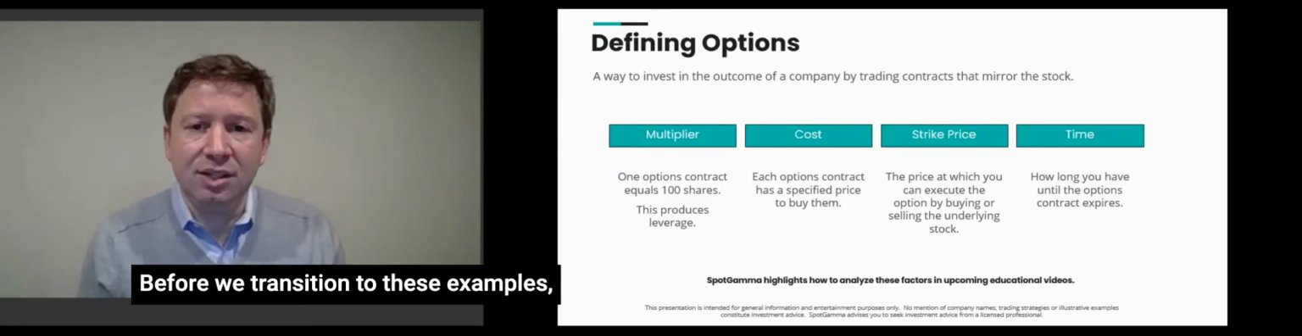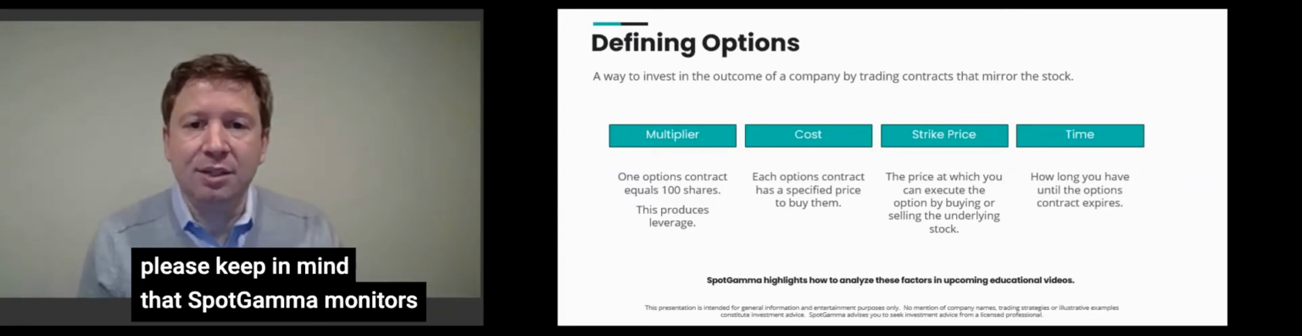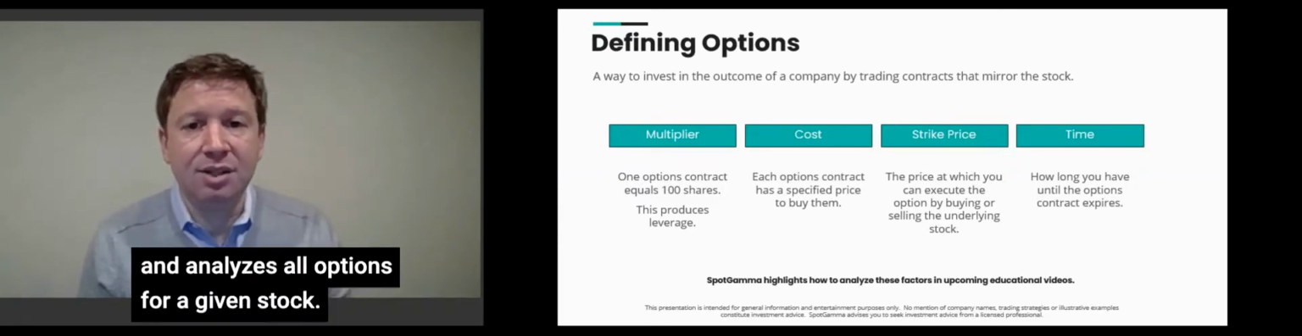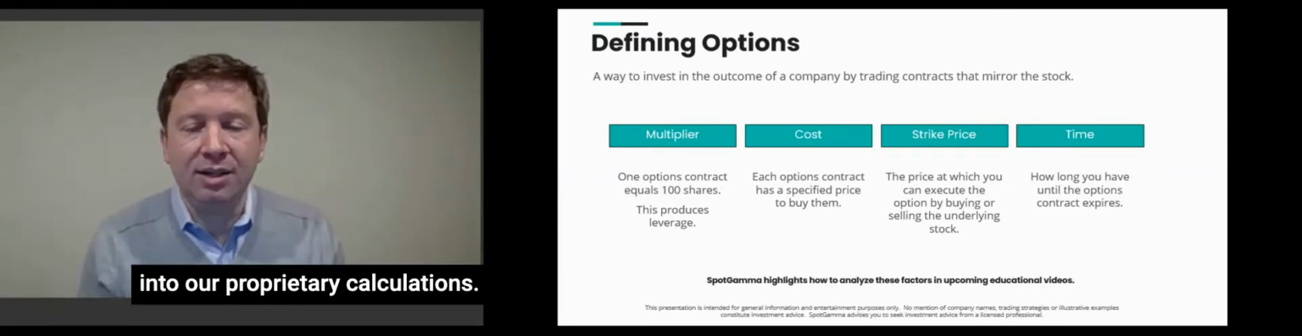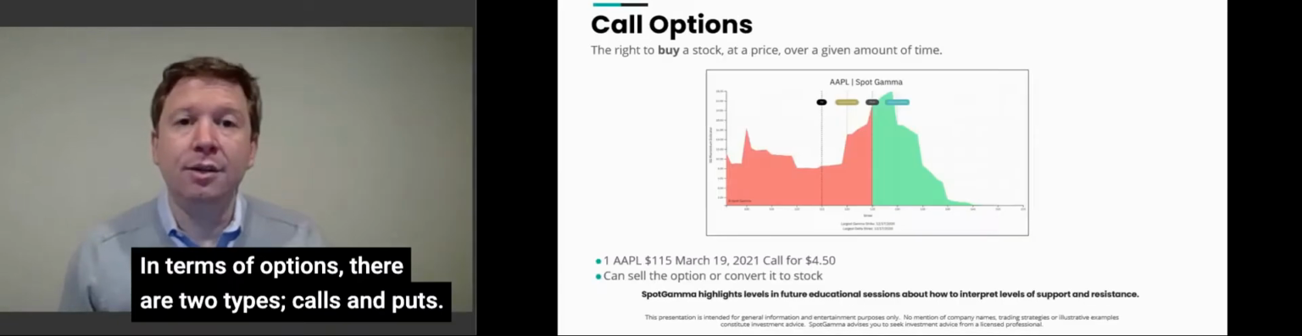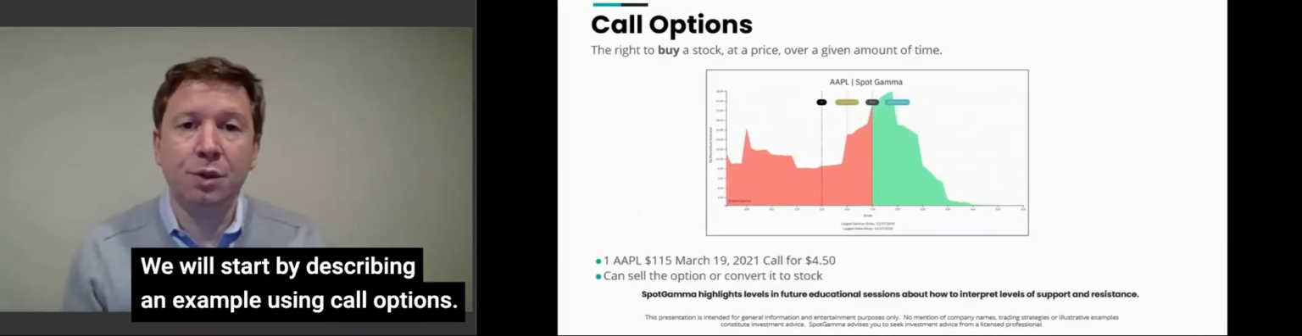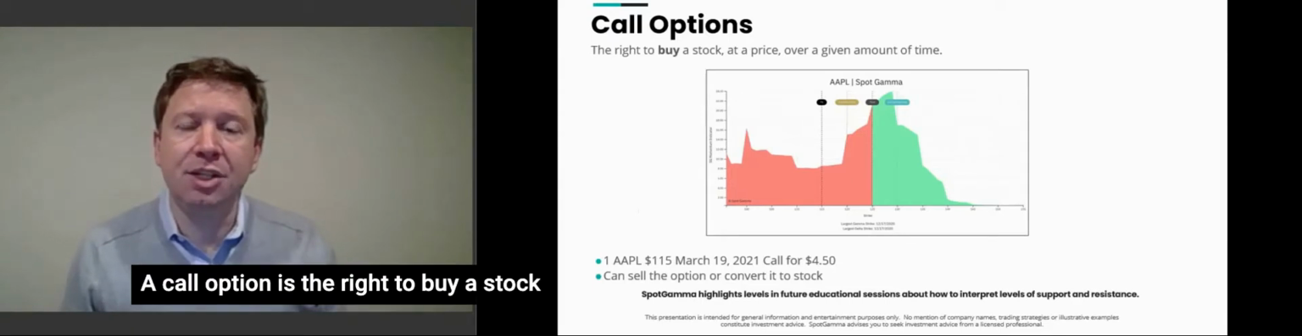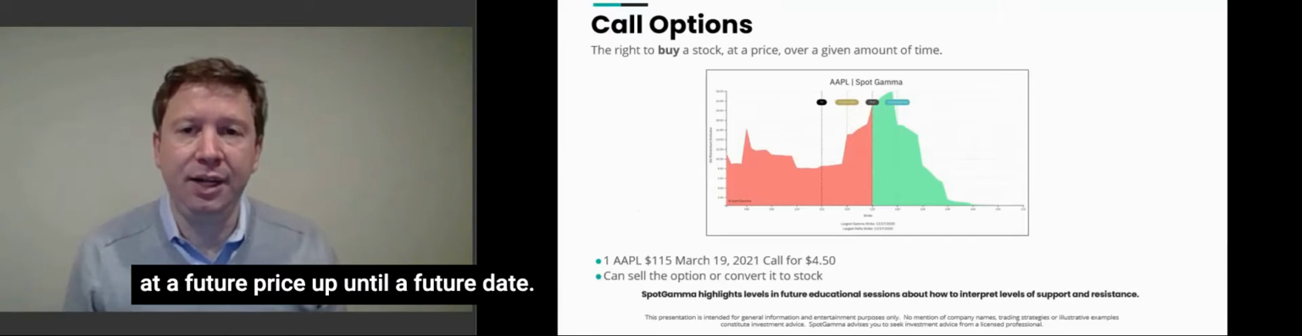Before we transition to these examples, please keep in mind that SpotGamma monitors and analyzes all options for a given stock and factors their movement and assumed movement into our proprietary calculations. In terms of options, there are two types, calls and puts. We will start by describing an example using call options. A call option is the right to buy a stock at a future price up until a future date.